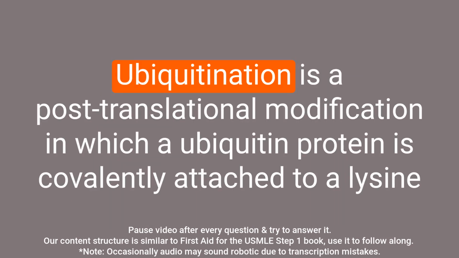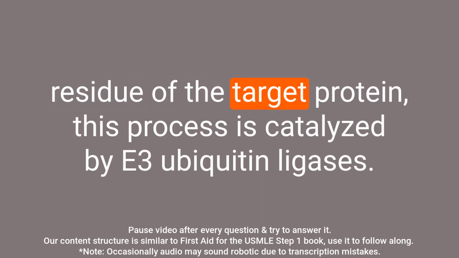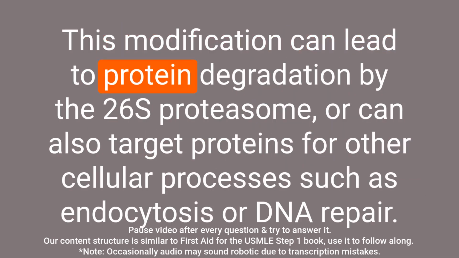Question: can you explain what ubiquitination is as a protein modification? Answer: ubiquitination is a post-translational modification in which a ubiquitin protein is covalently attached to a lysine residue of the target protein. This process is catalyzed by E3 ubiquitin ligases. This modification can lead to protein degradation by the 26S proteasome, or can also target proteins for other cellular processes such as endocytosis or DNA repair.